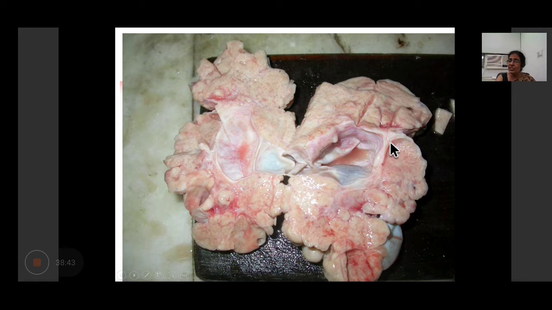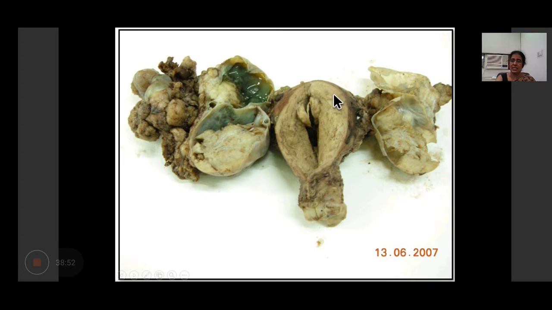Here you can see the cut section of the same tumor. It has gone into, and you can see large solid masses of the mucinous carcinoma. Here we can see bilateral mucinous carcinomas of the ovary. In the center, you can see the uterus. It has been opened up, so you can see the endometrial cavity. So there is a small endometrial polyp also over here. The cervix is unremarkable, does not show any growth.